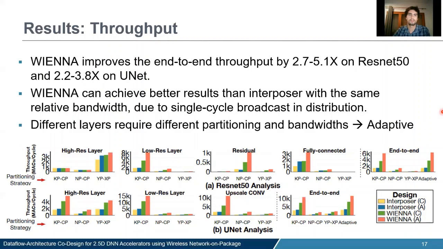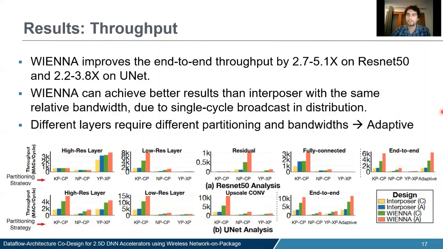So here we present some throughput results of the Vienna architecture for running different DNN models, different layers, and different data flows. We can see that the end-to-end throughput is improved by 2.2 up to 5.1 times. And if we have the same relative bandwidth, Vienna can always achieve better results than the electrical interposer, and this is due to the ability of broadcasting in a single cycle in the distribution stage.